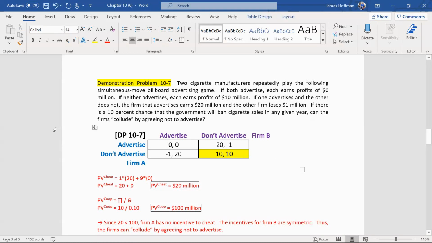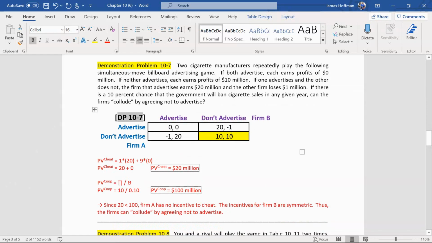Okay. So here's the game that the word problem describes. The outcome if they both advertise, the outcome if they don't advertise, and the outcome if one advertises and the other doesn't, then it's a 20 minus 1 scenario. Okay, so you can do the analysis, and if you just did the Nash equilibrium, they both advertise because they don't want to risk losing the -1. So this would be the Nash equilibrium if you did the analysis.